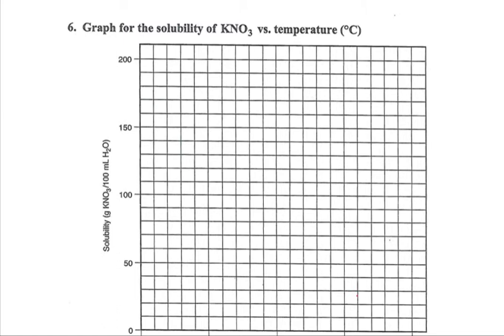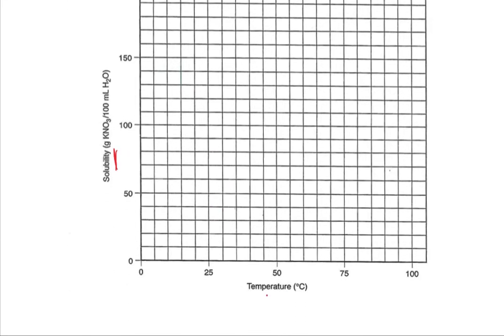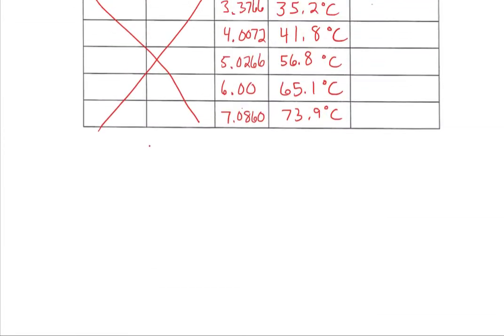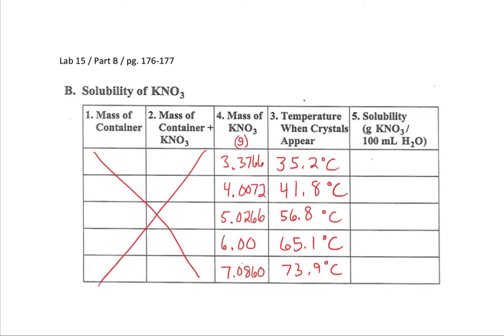One thing to note, whenever you first get a hold of a graph, pay attention to the X and Y axes. What is it asking for? So this is temperature. This is the solubility of potassium nitrate in 100 milliliters of water. If we look at that table, it's these two columns that it's talking about. So this is the x-axis data and this is the y-axis data.